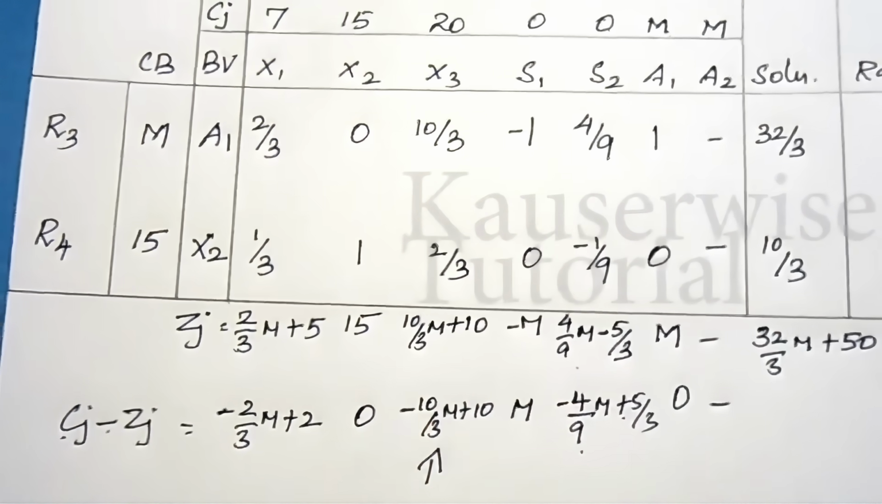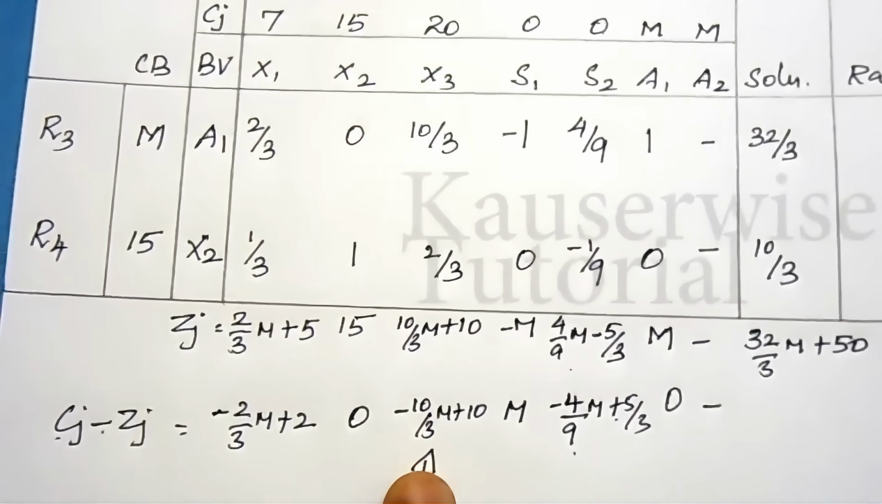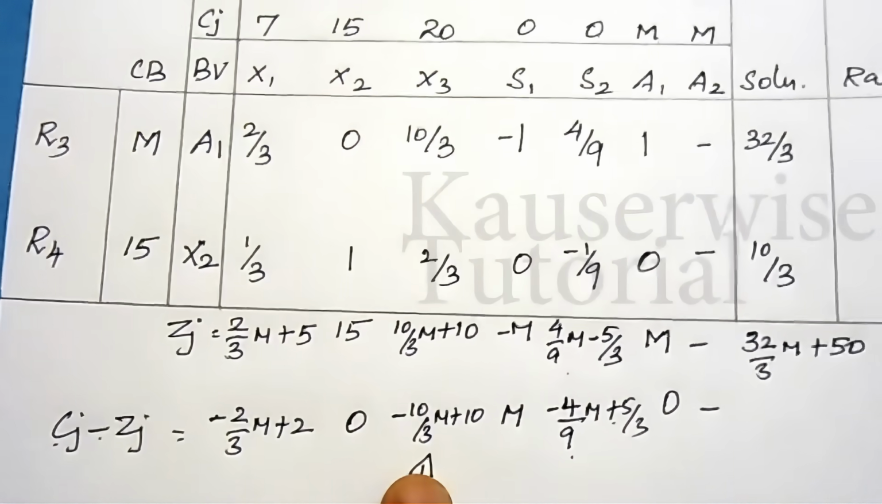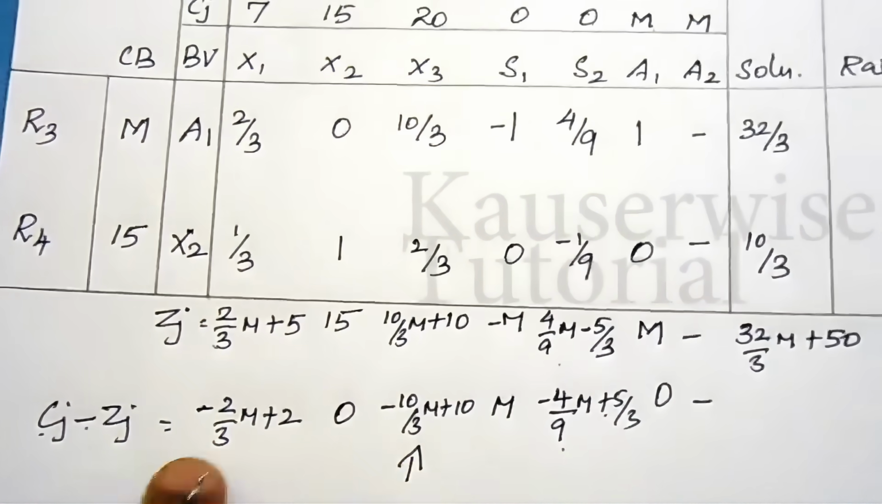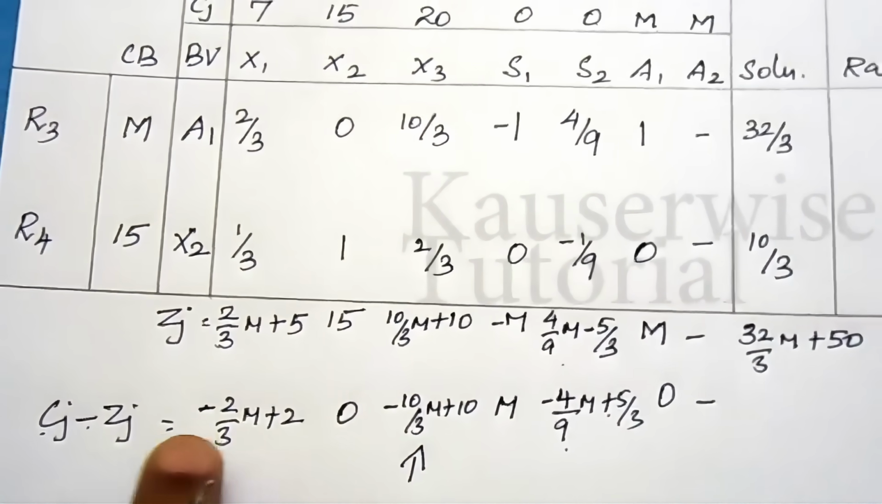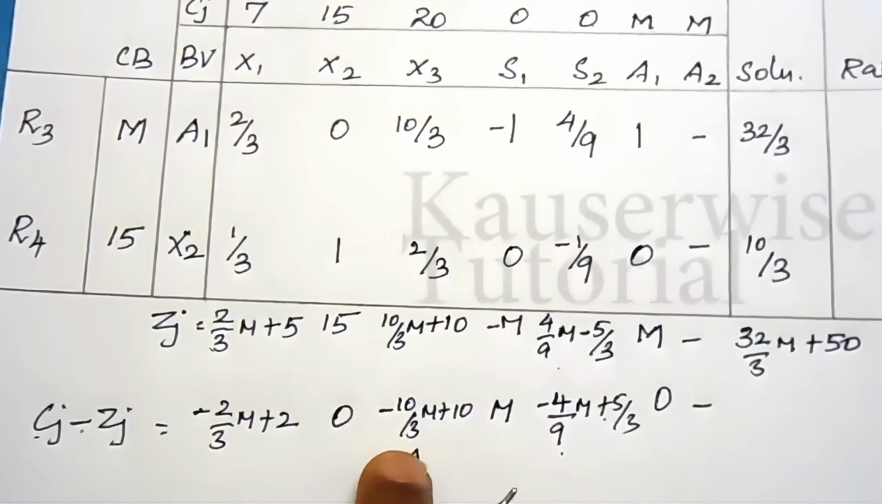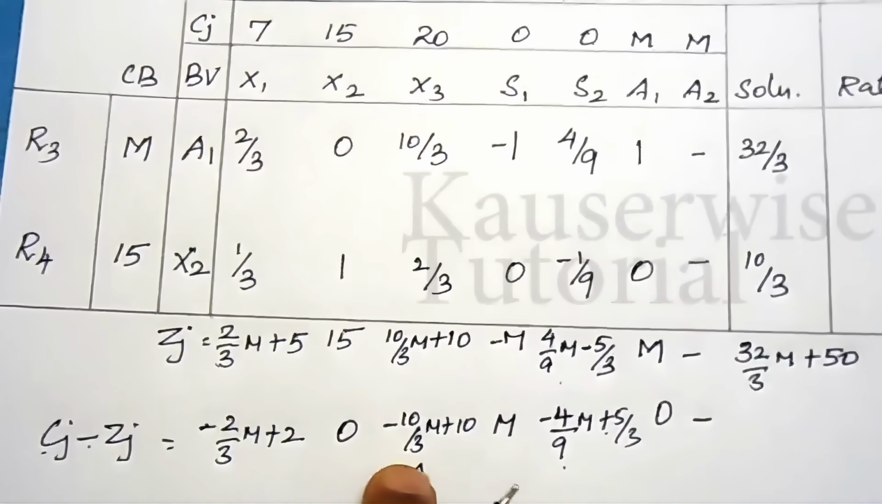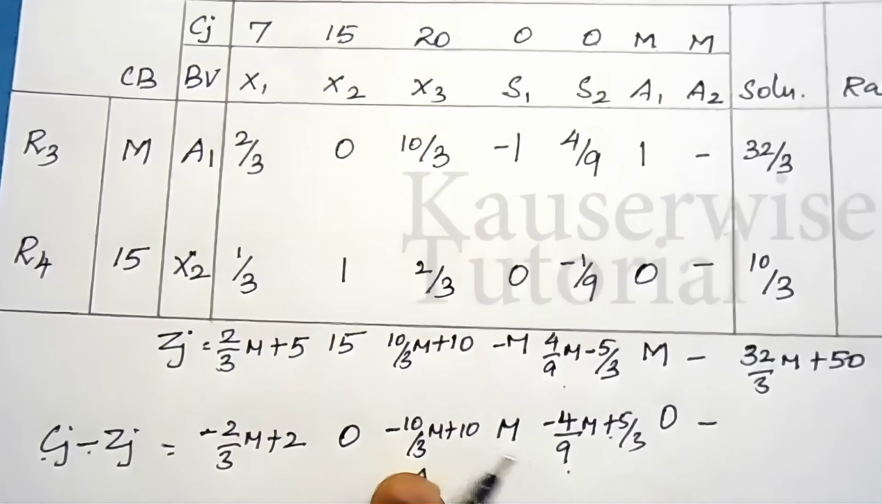In order to proceed further, we need to find the key column, key row and key element. For the key column, we need to find the most negative value. So which one is the most negative value? This one is the most negative value. So this column is the key column.